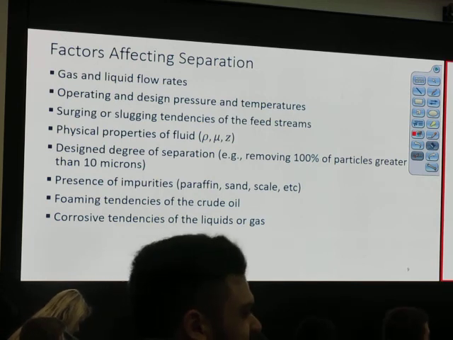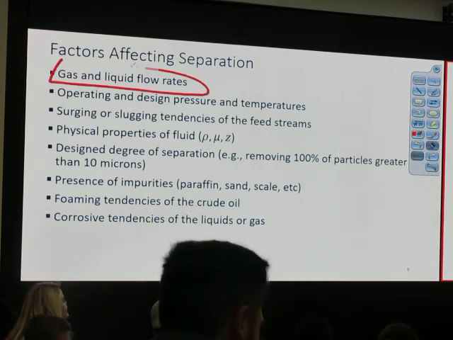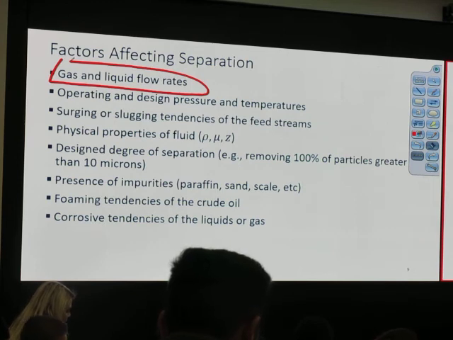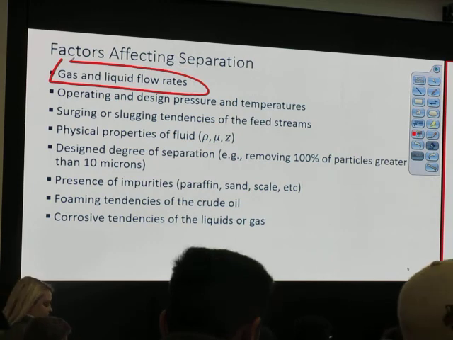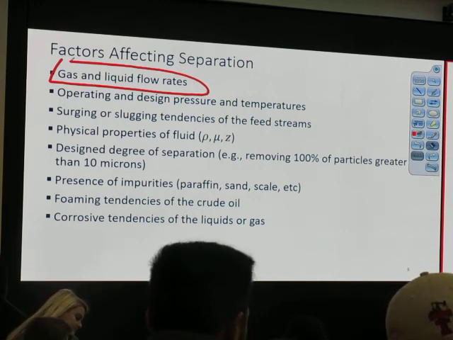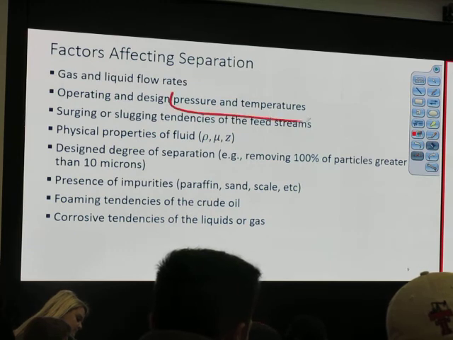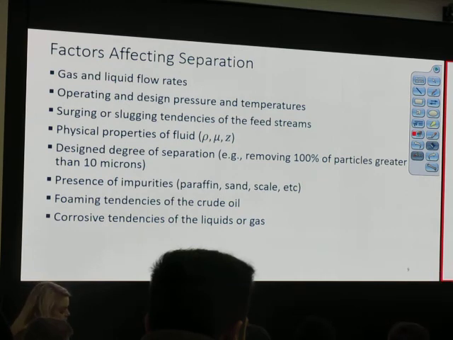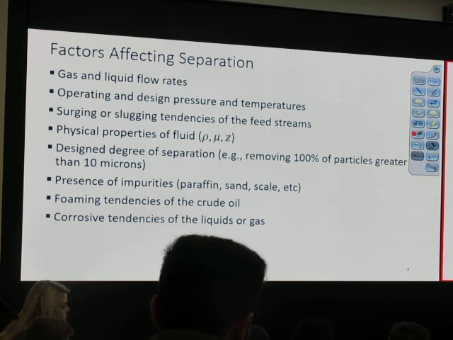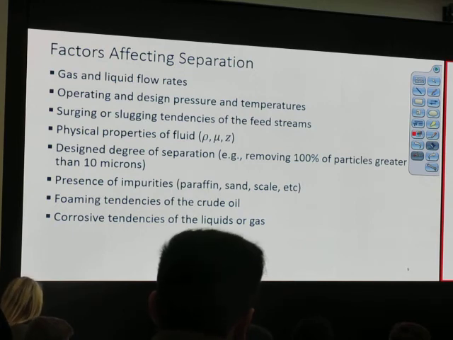What impacts separation? Gas and liquid flow rate obviously impact the separator. If we have high flow rate, we need a big separator. Make sense? High flow rate needs a big separator. Operating temperature and pressure: if we have low temperature, maybe we need to heat it up because low temperature has high viscosity. High viscosity means a droplet of gas, or a droplet of water in oil, may move very slowly, or a gas bubble may have a hard time passing through a layer of liquid.